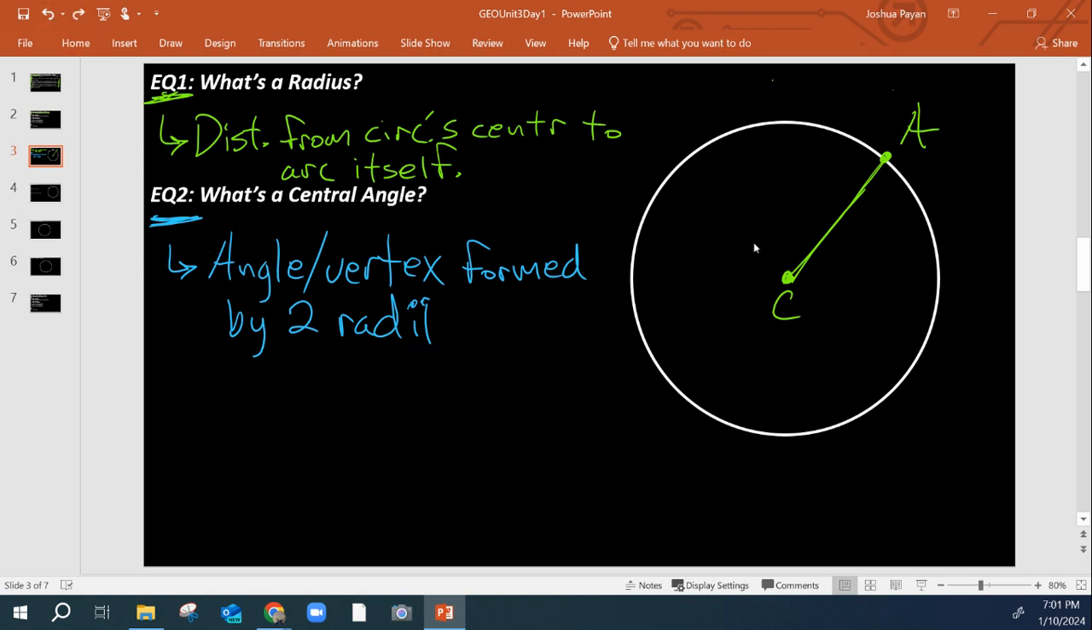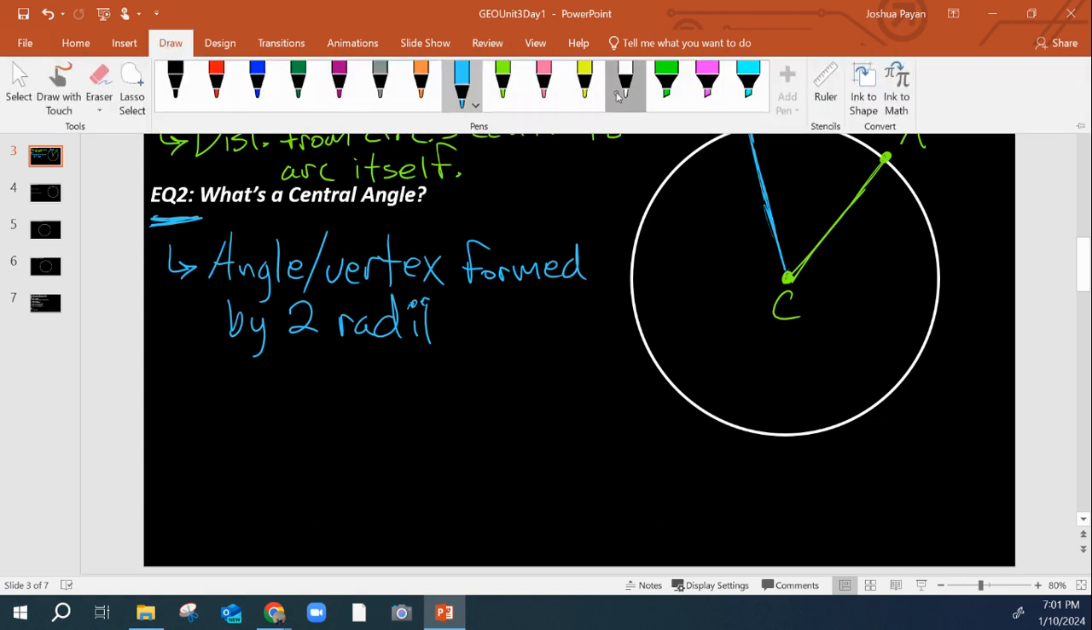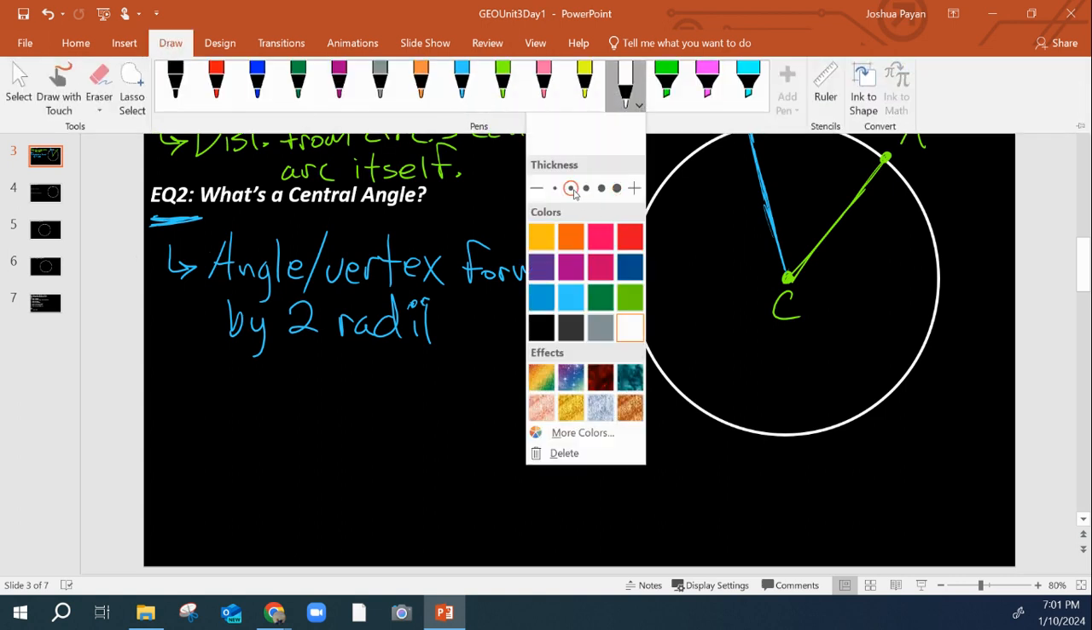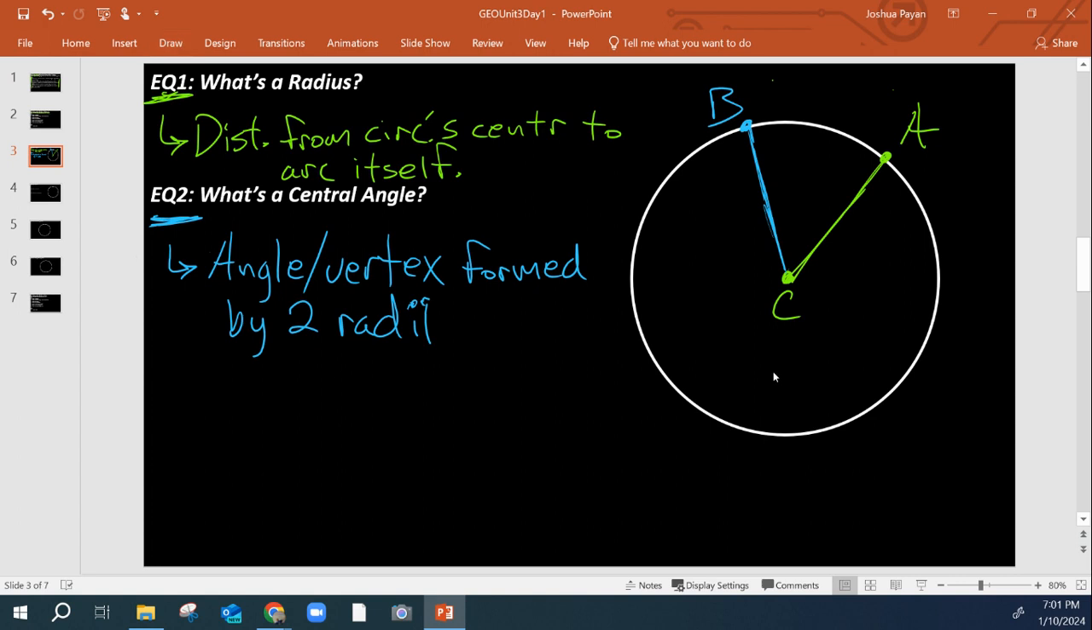So let's look and see, well, what is a central angle going to look like? So let's say I put a third point, point B, here on the 360-degree arc on the circle, right? And I connect it to point C, right? So what we can say here definitively is that both segments are radii because they go from the circle center to the arc itself. So AC is a radius, right? And so too is BC, a radius.